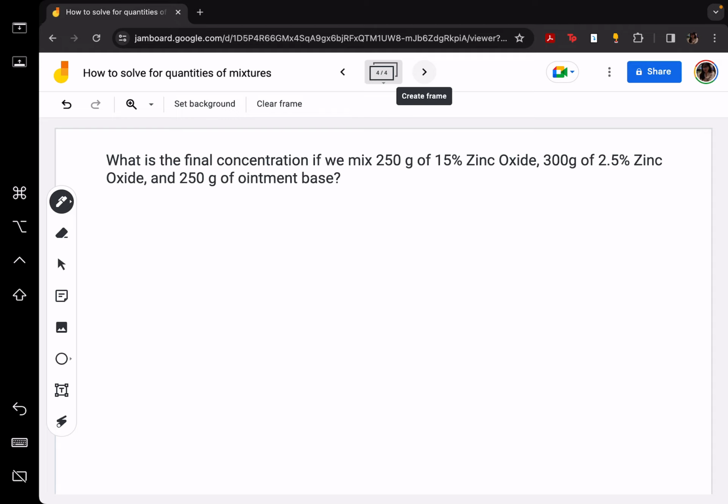So follow me. What is the final concentration if we mix 250 grams of 15%, 300 grams of 2.5%, and 250 grams of ointment base? Again, remember, if it's an ointment base, it means it is 0%. So again, when you see, take note, students, if you see the word of, it immediately means to multiply. It's equivalent to multiply. You have to use your times. Okay? So here, we're mixing. So we're adding them together, plus sign. So this means, what is the final concentration?